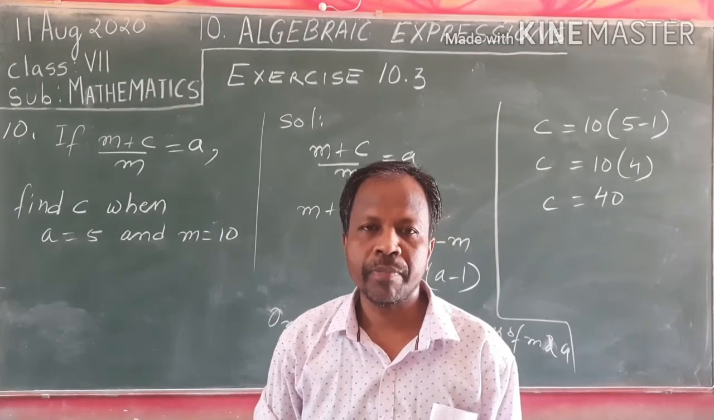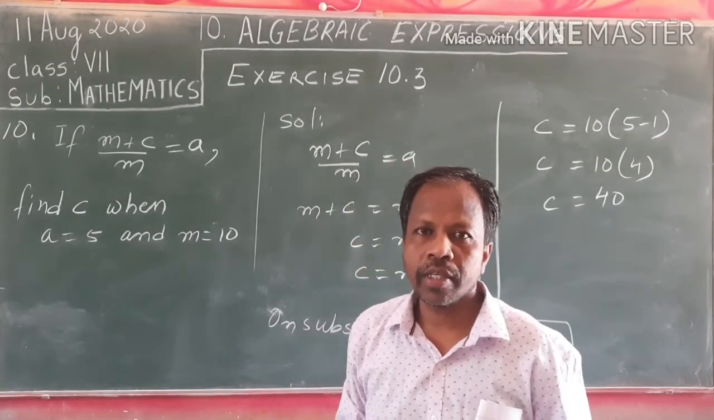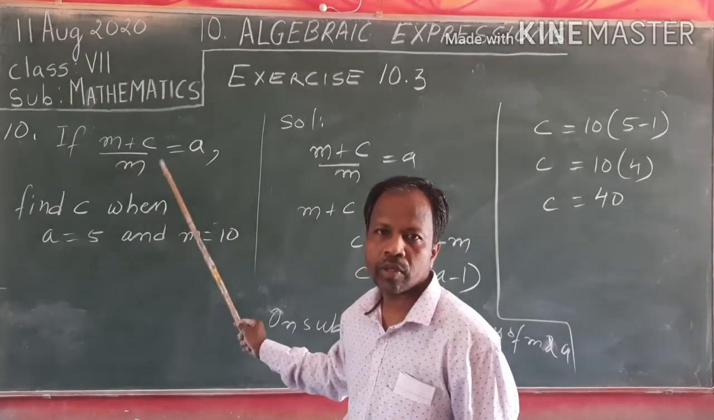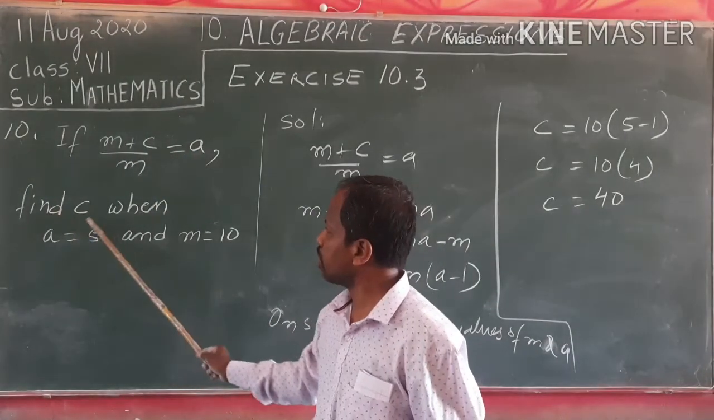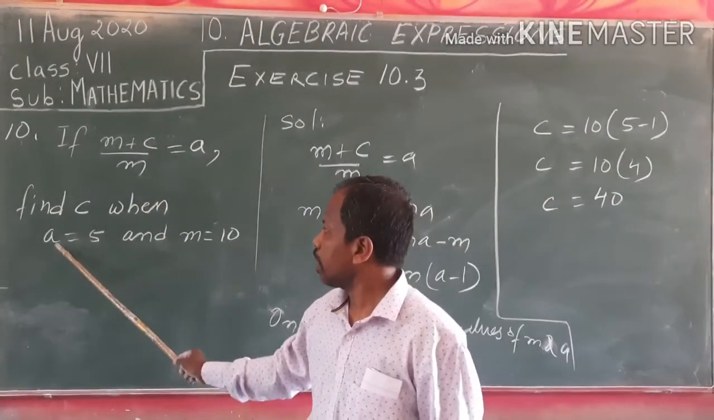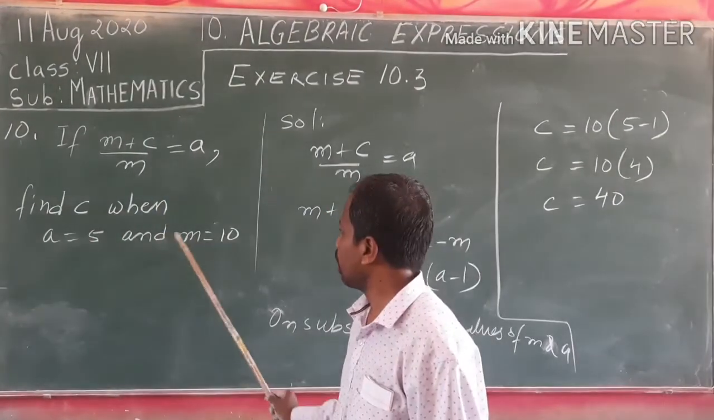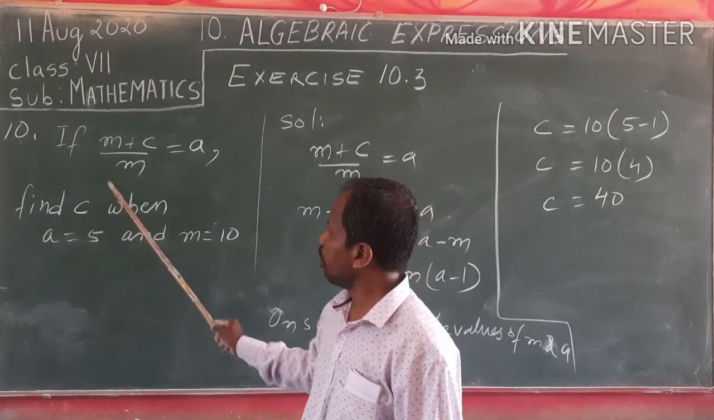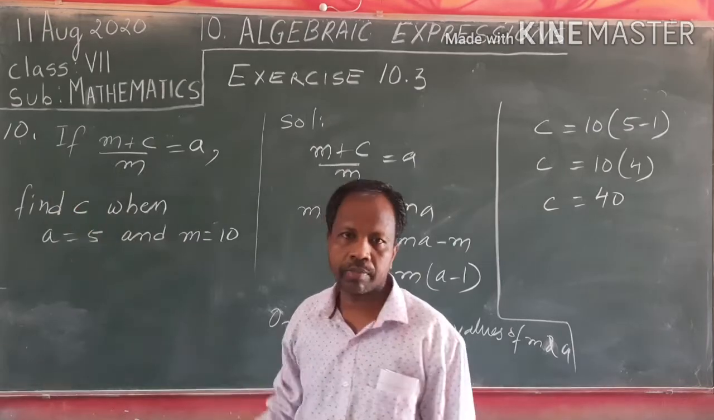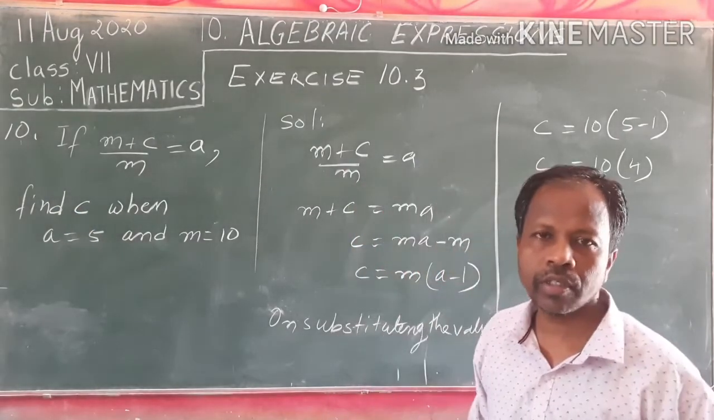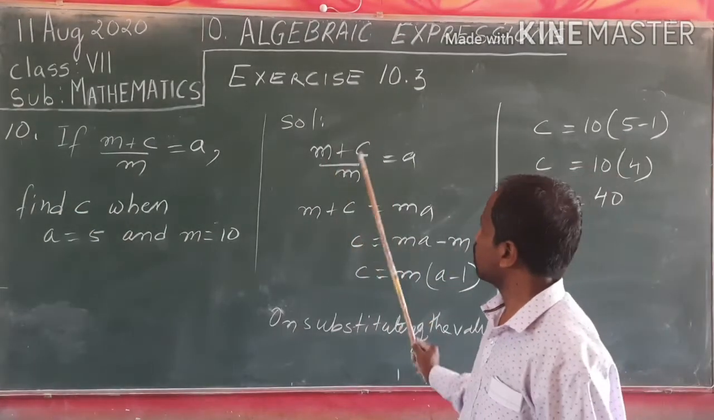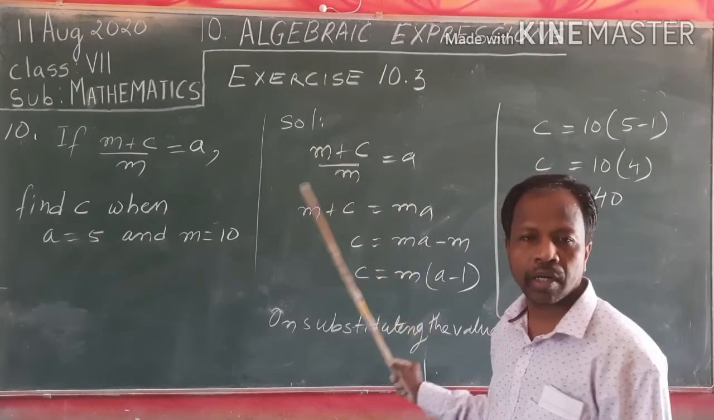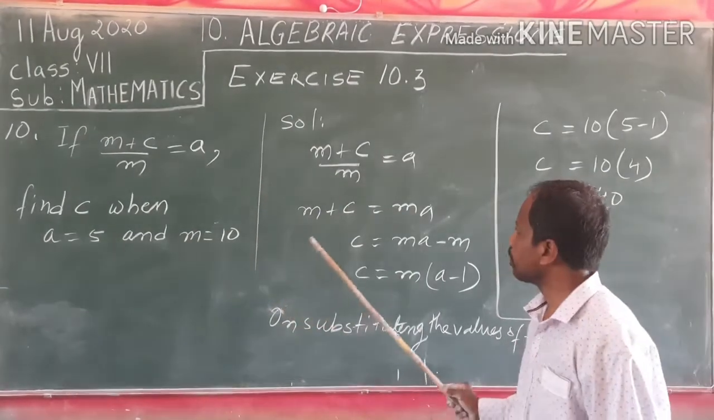Coming to the 10th question. The 10th question says, if m plus c upon m is equal to a, find c when a is 5 and m is 10. We have to make c the subject here. So here is the solution. M plus c upon m is equal to a. This part is already on the left hand side, so we don't have to interchange.